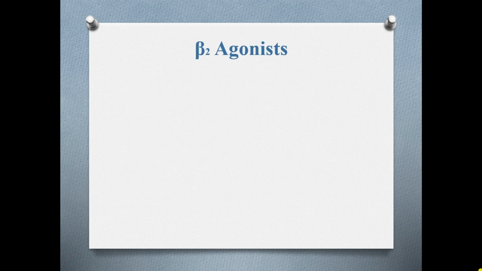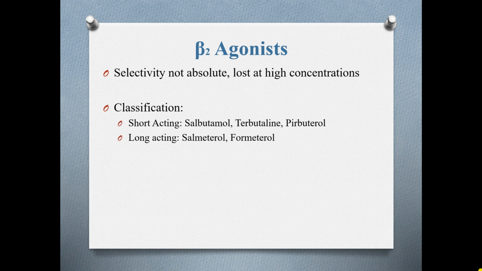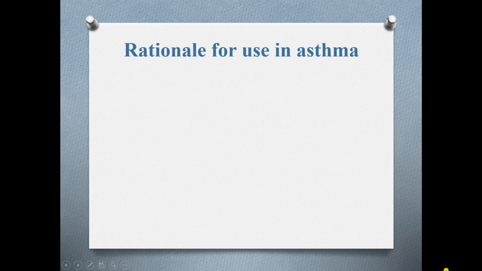We start with the beta 2 agonists. Selectivity is not absolute and it is usually lost at high concentration. Classification of selective beta 2 agonists: shorter acting drugs include salbutamol, terbutaline and pirbuterol, and longer acting drugs are salmeterol and formoterol. Shorter acting agents are preferred for acute attack because once the acute attack is terminated, there is no further requirement of the bronchodilatory action. So shorter acting drugs like salbutamol are usually preferred for the acute attack.